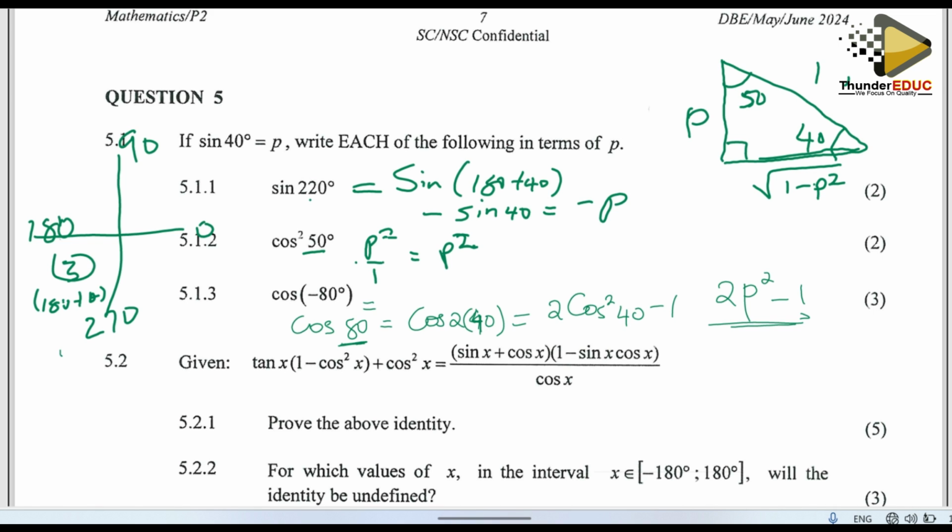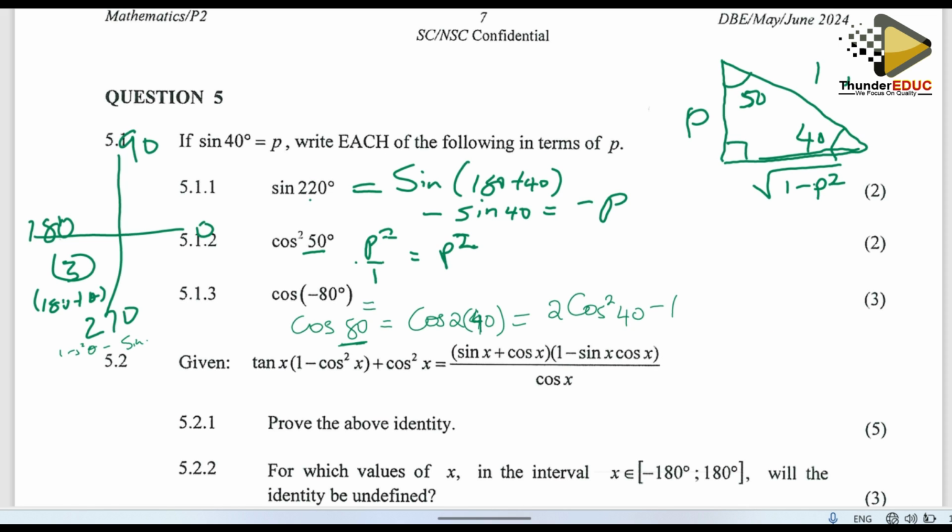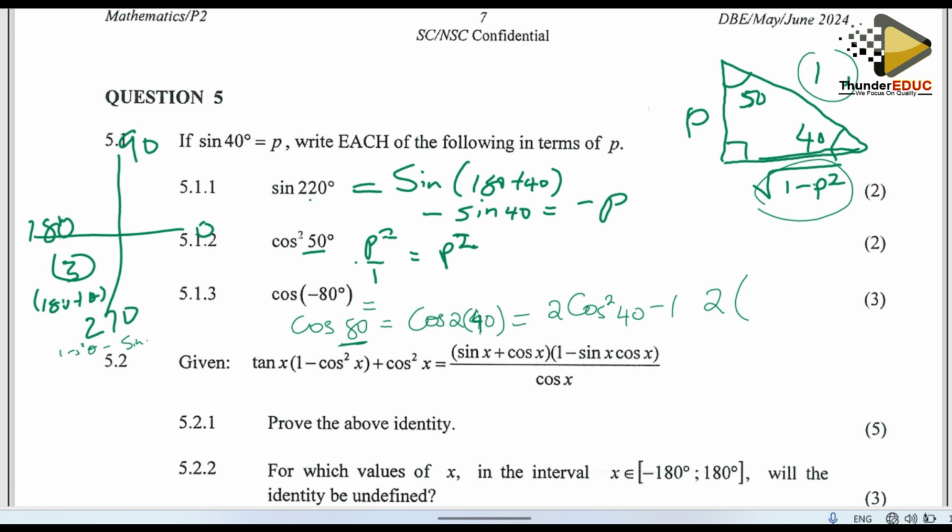Remember, it is cos squared minus the sine squared, 2 cos minus 30. Oh, sorry, I'm using 50 instead of 40. Okay, so cos is adjacent over hypotenuse. So it's going to be 2 into the root of 1 minus p squared, all squared.